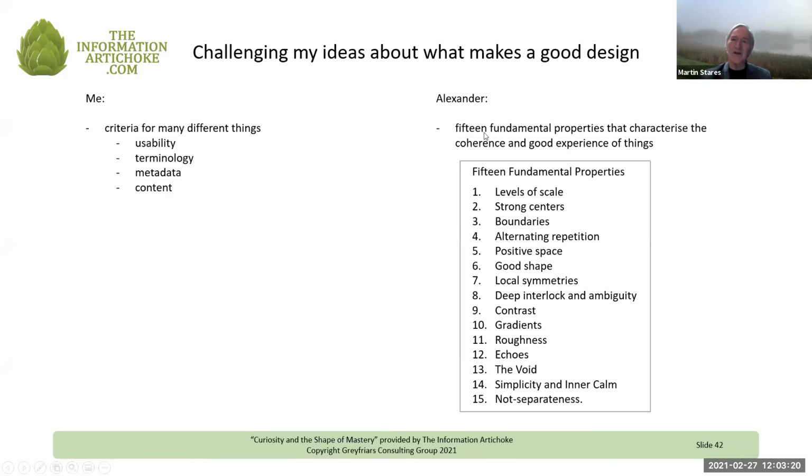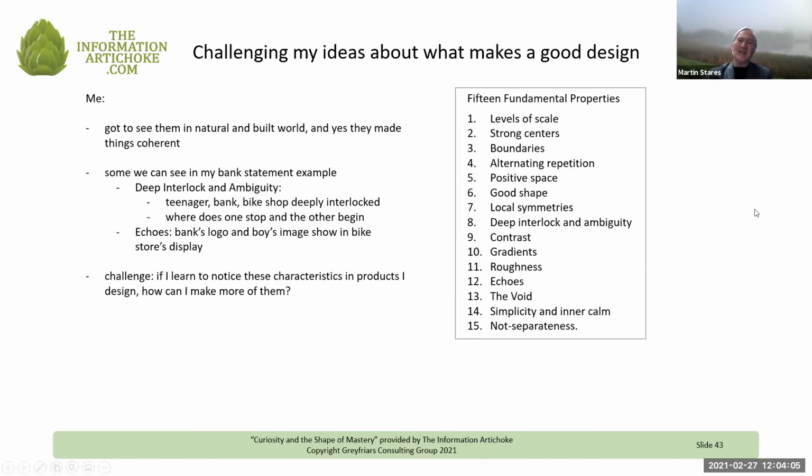Alexander has just 15 fundamental properties that characterize coherence and good experience of things. And there they are. First time I looked at those, it's kind of first time I looked at Henkel's usability criteria. There's something there, but I don't know what it is yet. Some of them looked approachable. They were geometrical, they were structural, boundaries, good shapes, symmetries, deep interlock. Others looked a little bit more woo-woo, the void, simplicity, and inner calm. But there was kind of an inner calm in that room of Alexander's that we saw a couple of slides ago.